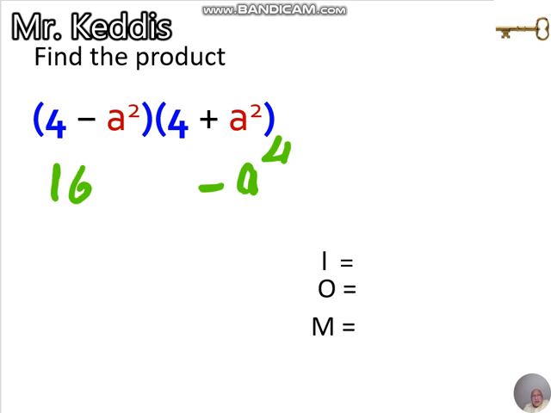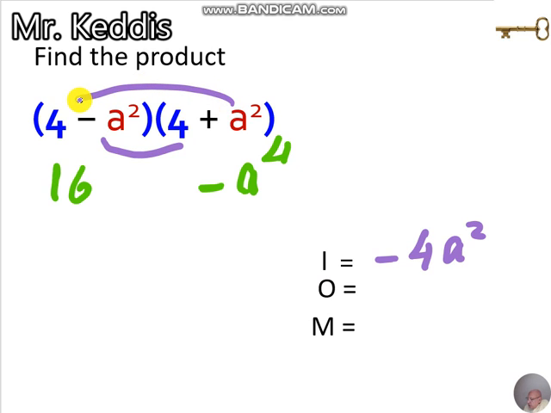The inner product is negative 4a squared. And the outer product is positive 4a squared. I have different signs, so I subtract. 4 minus 4, you get 0. I mean, the middle term disappears.